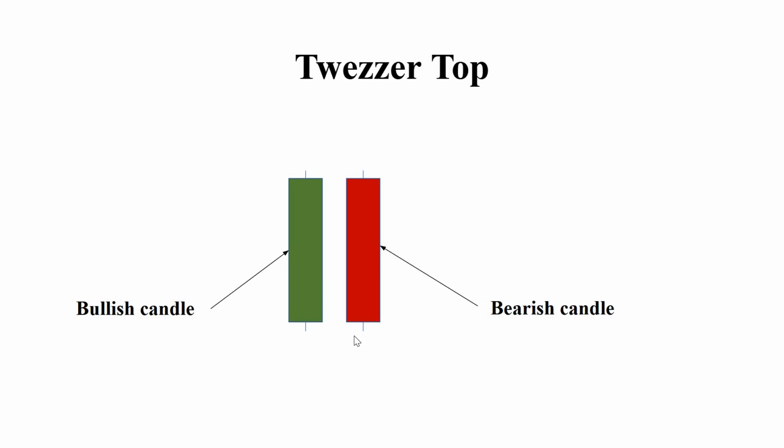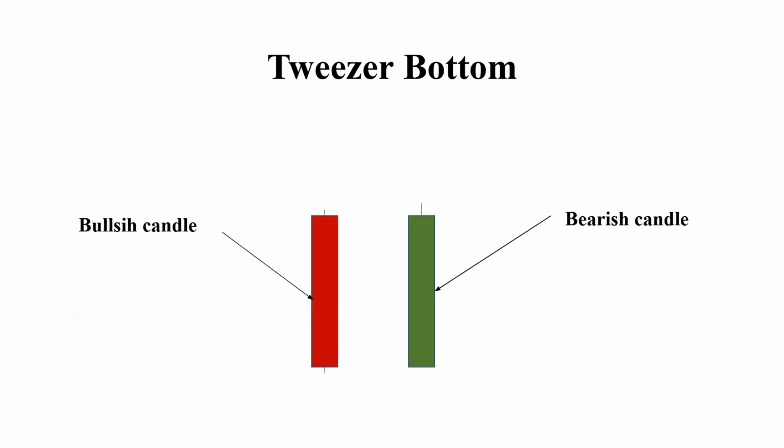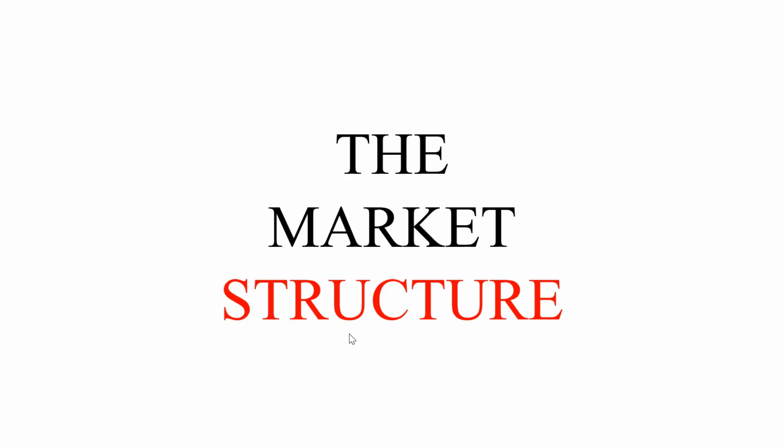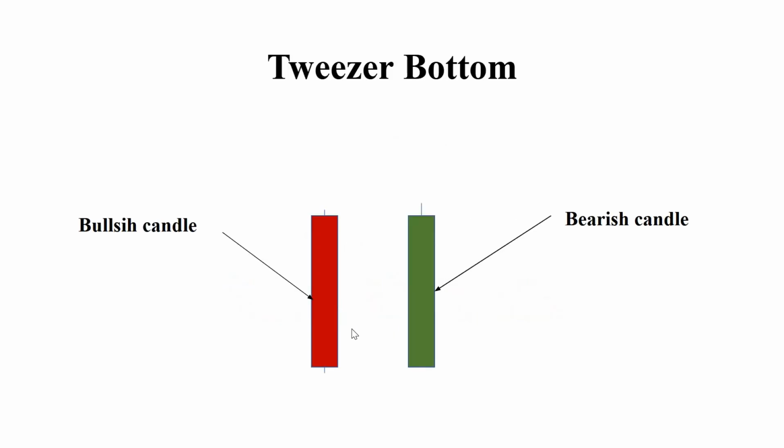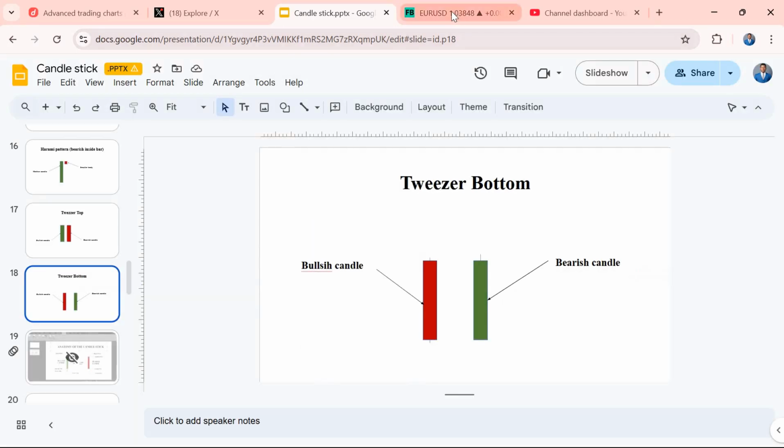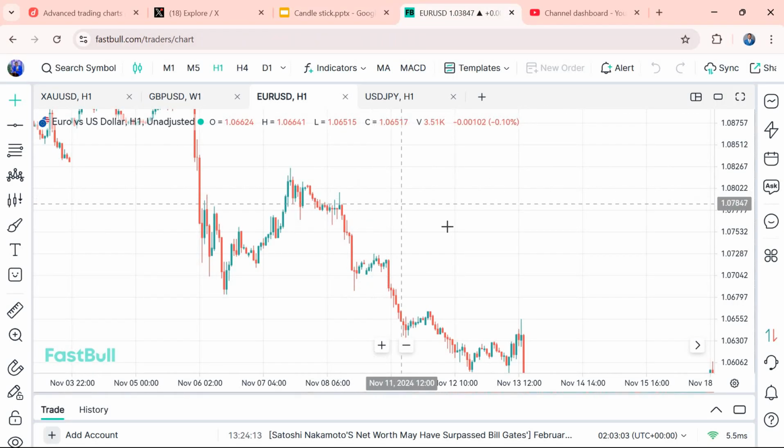All right, so we have come to the end of episode 10. Guys, follow me as we move on to market structure, which is going to be our next topic of discussion. We are going to combine the candlestick patterns from episode 1, episode 2, episode 3 up to episode 10, and use that knowledge to understand the market structure and how the market works. Now let me take you to a few examples of the tweezer bottom.